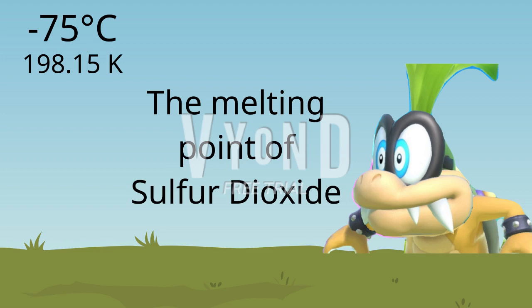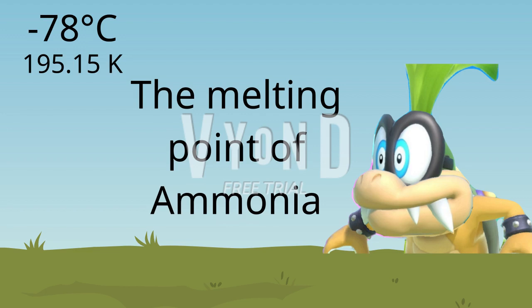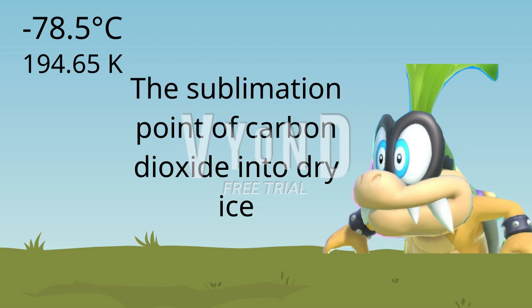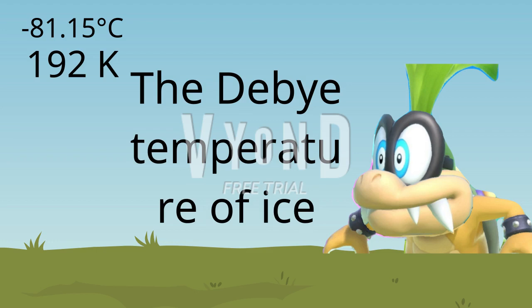The melting point of ammonia, a compound containing 1 nitrogen atom and 3 hydrogen atoms, is -78 degrees Celsius, or 195.15 Kelvin. The sublimation point of carbon dioxide into dry ice, a compound containing 1 carbon atom and 2 oxygen atoms, is -78.5 degrees Celsius, or 194.65 Kelvin. The Debye temperature of ice is -81.15 degrees Celsius, or 192 Kelvin.